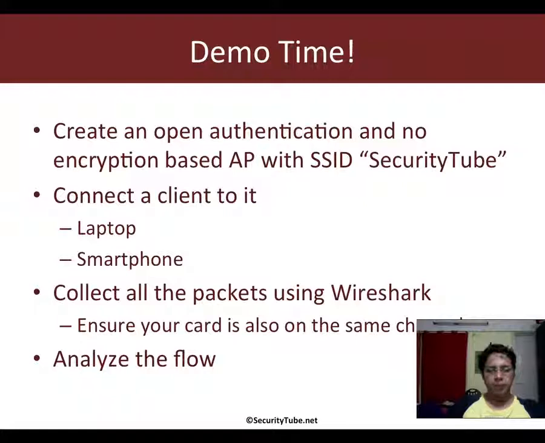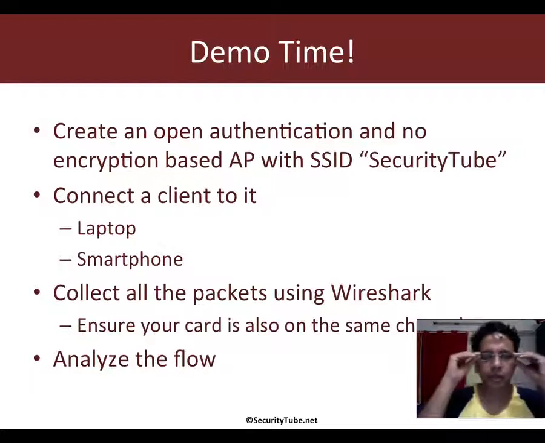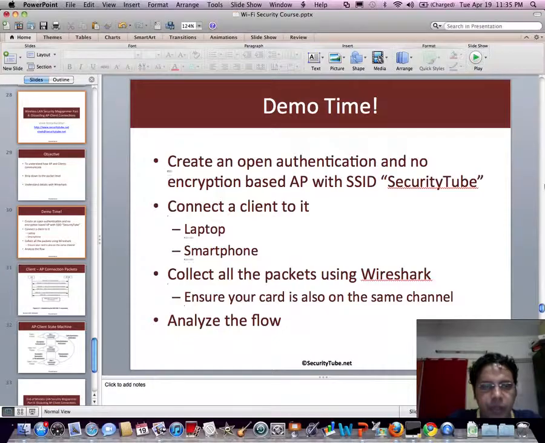Okay, so demo time. We've already created an access point with the SSID security tube, and it's an open access point, no encryption, nothing. That's simply because let's start with a very simple case and then move up the ladder. I'm going to use my iPhone and connect it to the access point. While this is happening, we're going to collect packets using Wireshark to see what transaction is happening between the client and the access point. Okay, so let's begin.